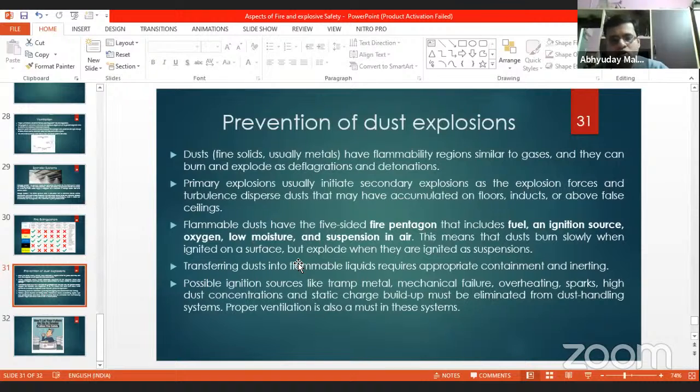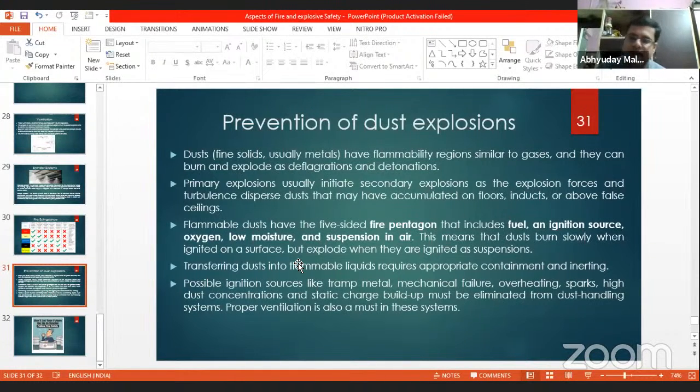Mechanical failure can also be a source of ignition. Overheating of the dust can be a source of ignition. In this case, you need to prevent exposure to heat for prolonged periods of time. Sparks can be a source of ignition. High dust concentrations: you cannot allow dust to be accumulated in high concentrations anywhere inside a factory.